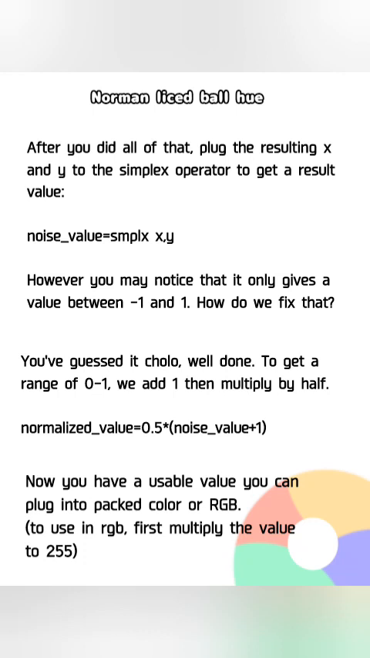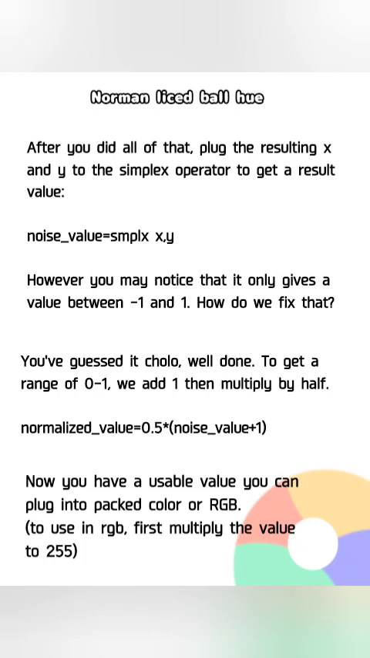However, you may notice that it only gives a value between -1 and 1. How do we fix that? You've guessed it, Cholo. Well done. To get a range of 0 to 1, we add 1, then multiply by half. Normalized value equals 0.5 times (noise value plus 1).